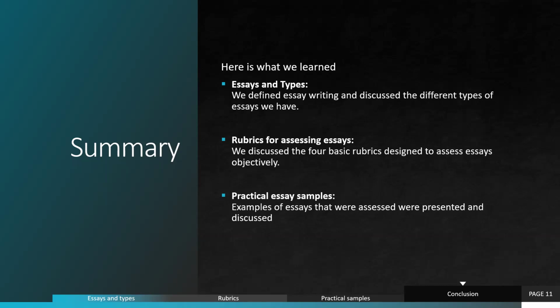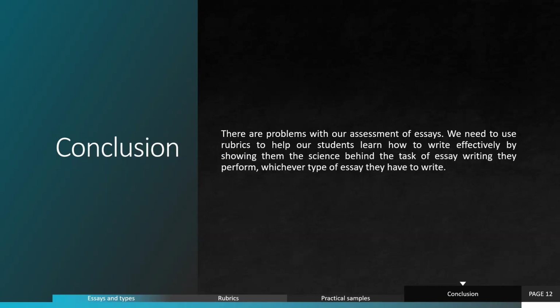So practical examples, example essays, were presented and discussed. So this is what we have done here. Now, what is the conclusion that we can arrive at? There are problems with our assessment of essays. Definitely we could see now that we need to use rubrics to help our students learn how to write effectively, by showing them the science behind the task of essay writing that they perform.